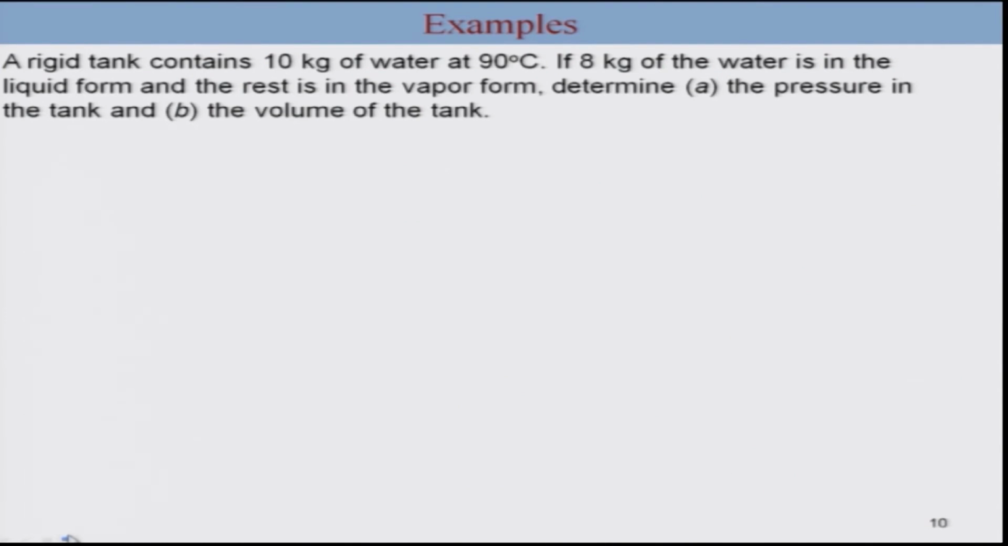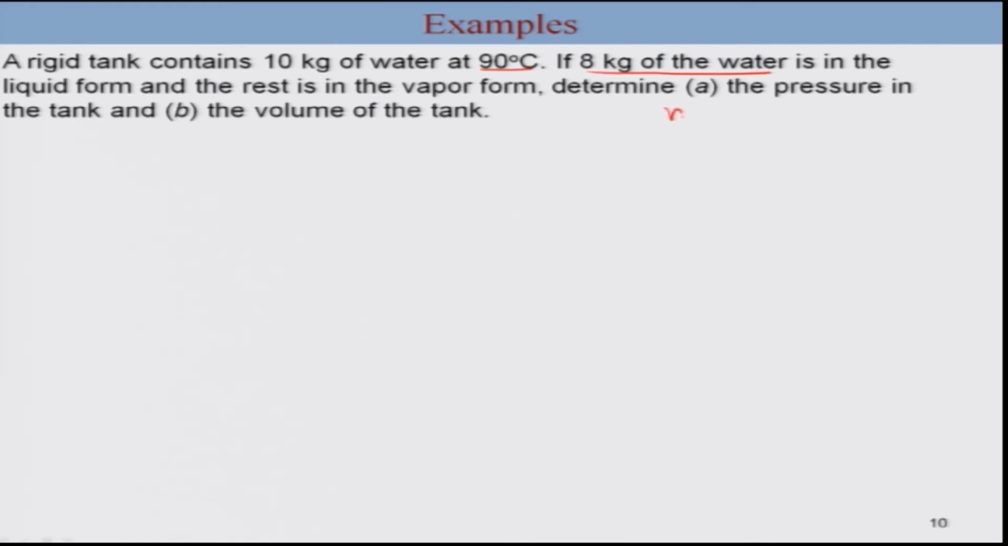So this is a rigid tank which contains 10 kg of water at 90 degrees Celsius. If 8 kg of water is in the liquid form and the rest is in the vapor form, determine the pressure in the tank, and the second part is the volume of the tank. Now what is given to you is 90 degrees Celsius. It is also given that 8 kg of water is in the liquid form.